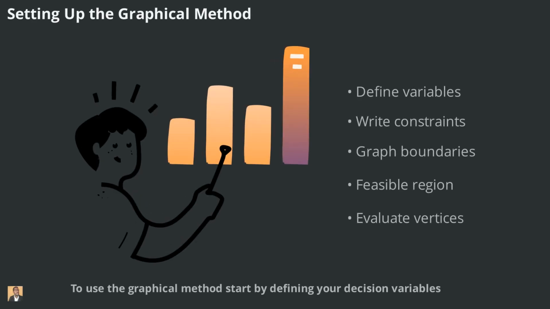Start by defining your decision variables and writing the objective function and constraints. Next, convert the constraints into equations and inequalities suitable for graphing. Each constraint forms a boundary line on the graph, and the area where all constraints overlap is called the feasible region. The objective function is then evaluated at each vertex of this region to determine the optimal solution.